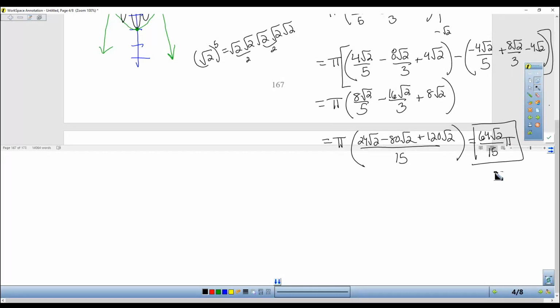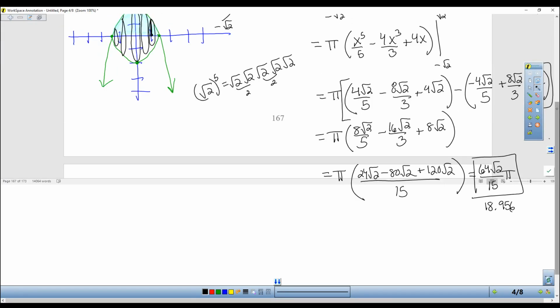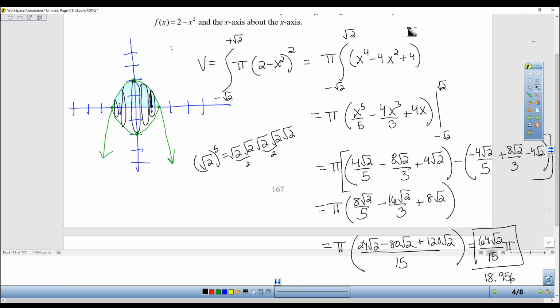That was really hard. If you did it on your calculator, you would get 18.956. But if you're allowed to use a calculator, then I would like to think you would use a calculator way back up here at this step. Okay, so on your calculator, it would come out to be 18.956.